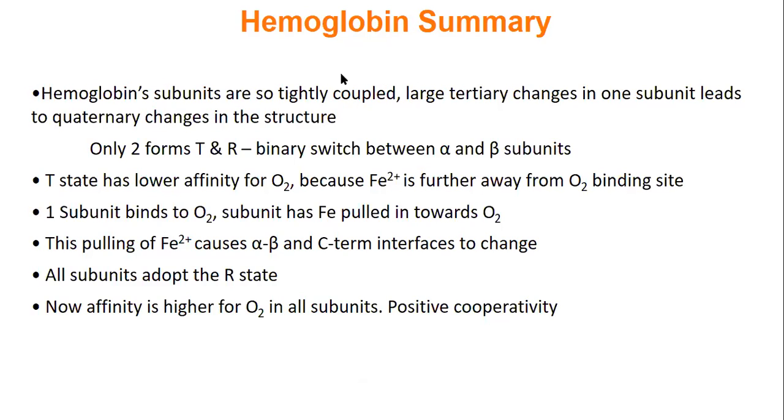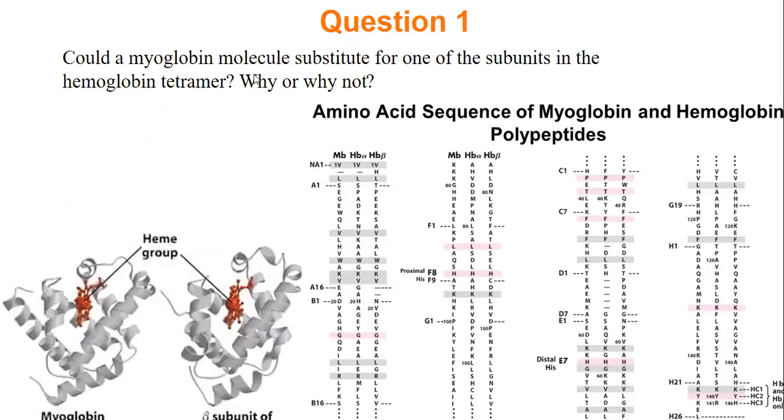So that's our hemoglobin summary of what the last slide really says. I do have a question that ties us back to Wednesday. What we're seeing in this picture, it might be cut off. Here we have myoglobin. Here we have the beta subunit of hemoglobin. They look nearly identical. They look almost the same.